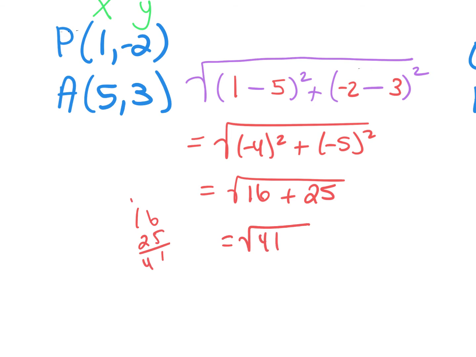Now we're going to talk about breaking radicals down in a second. All right, so the distance from point P to A is square root of 41. I don't know what that is, but that's what the value is. So, yes? The -2 minus the +3, if you would have put the -2 on the other side, it would have been 3 minus the -2, which would have been 3 plus 2. Yep.